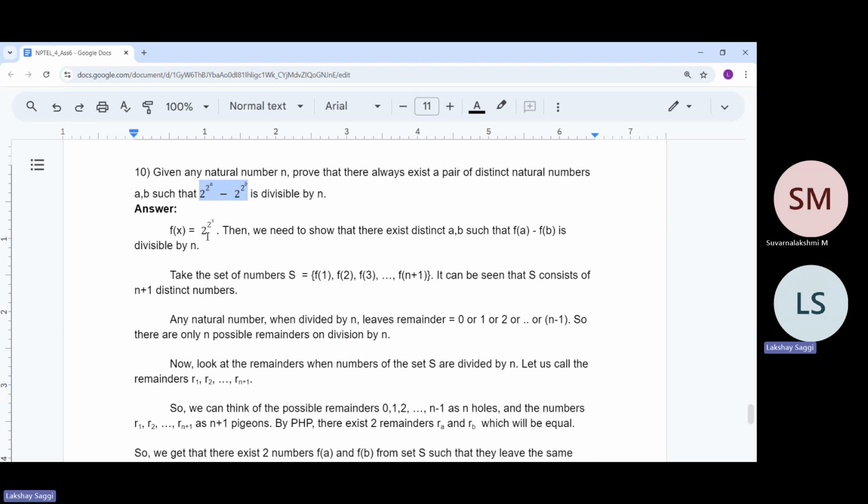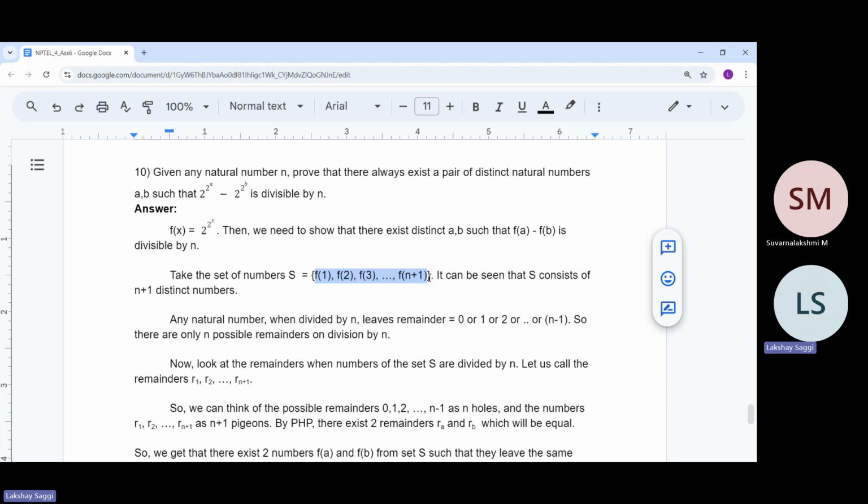I could have written, instead of 2 to the power 2 to the power x, something like 2 to the power 2 to the power 2 to the power x. I could have had a multiple tower of 2s. And then still my argument would have been the same, that I took f1 till fn plus 1. And then I would have shown using pigeonhole principle that there will be at least one remainder which occurs twice. And so the difference will be divisible.